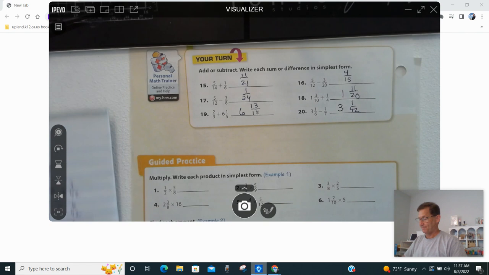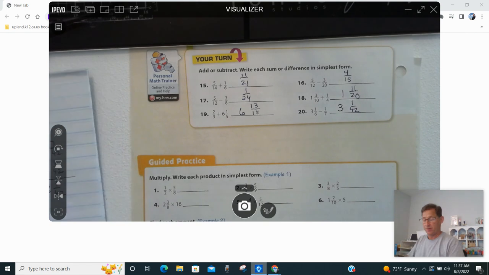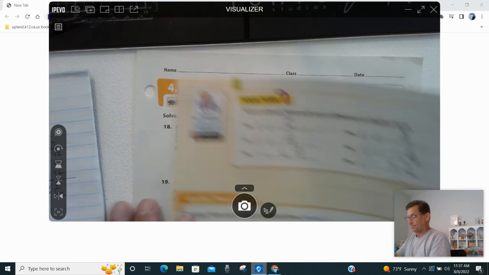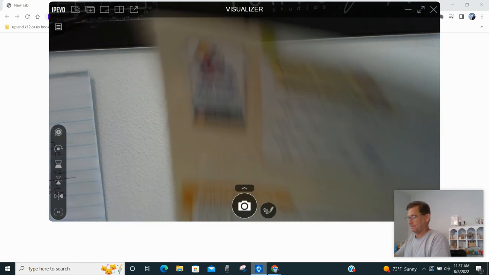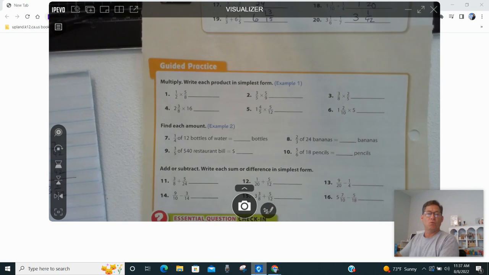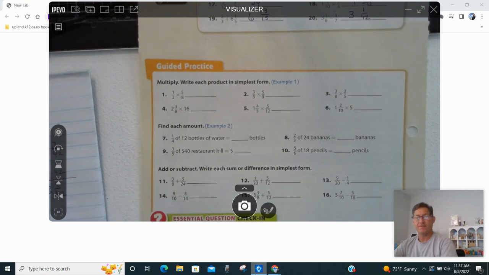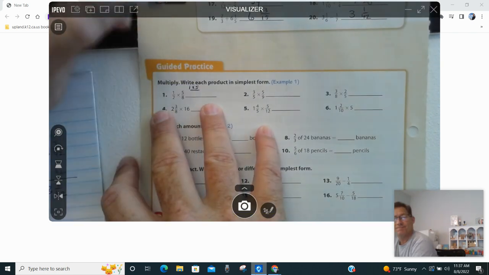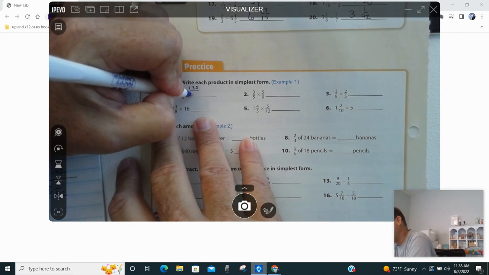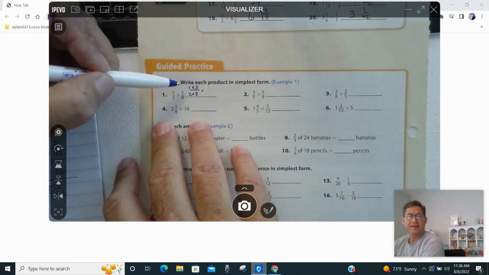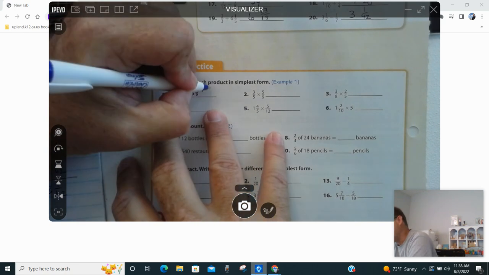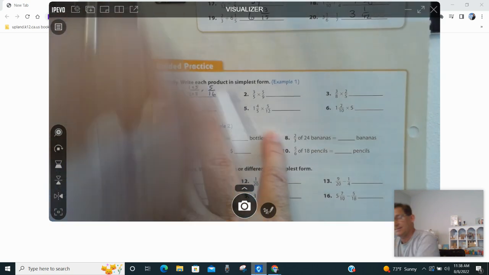All right, 21. Guided practice, starting on page 82. All right, number 1. 1/2 times 5/8. Okay, I know that I can rewrite that as 1 times 5 over 2 times 8. There's no common factors in the numerator or denominator, so I'm just going to multiply across and get 5/16.